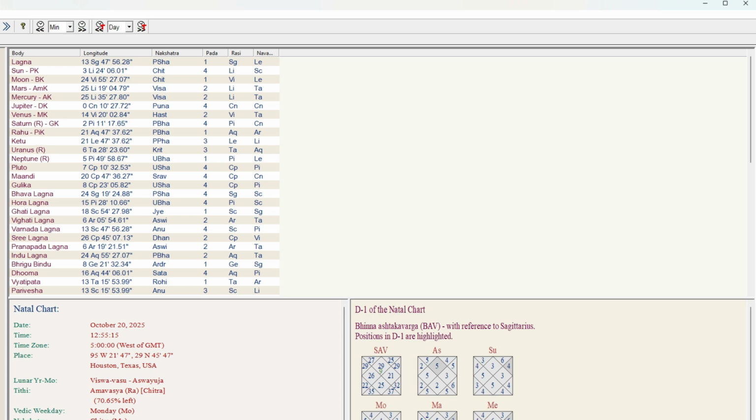Lagna is Purvashada nakshatra. Sun is in the Chitra nakshatra. Mars and Mercury are in the Vishakha nakshatra. The pada is given. Jupiter just moved into the Cancer, into the Punarvasu nakshatra, pada 4. Venus is in the Hasta nakshatra. Saturn is in the Purvabhadra nakshatra, pada 4. Rahu and Ketu are in Purvabhadra nakshatra, pada 1. And Ketu is in Purva Falguni, pada 3. This is how you will see your horoscopes.